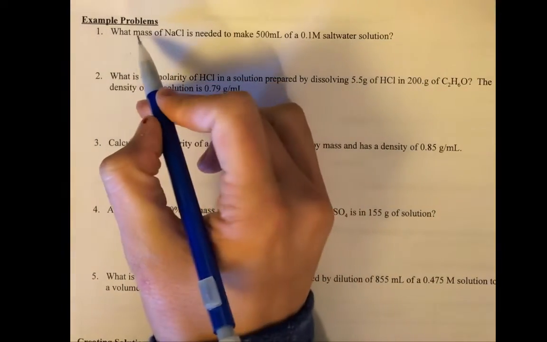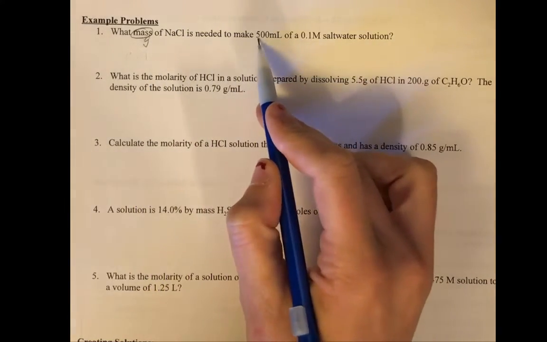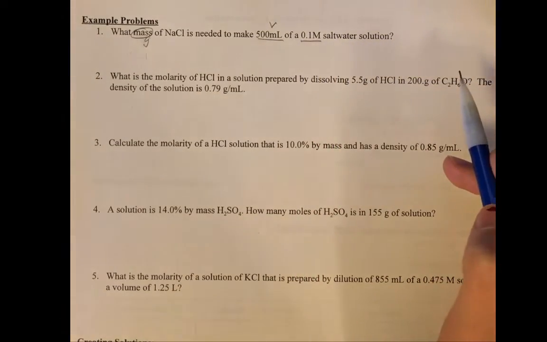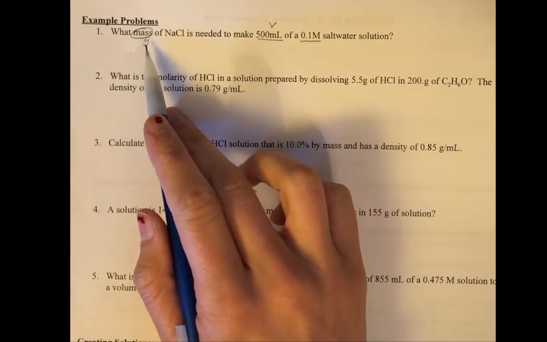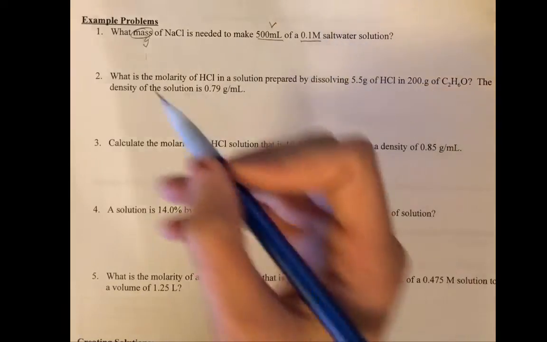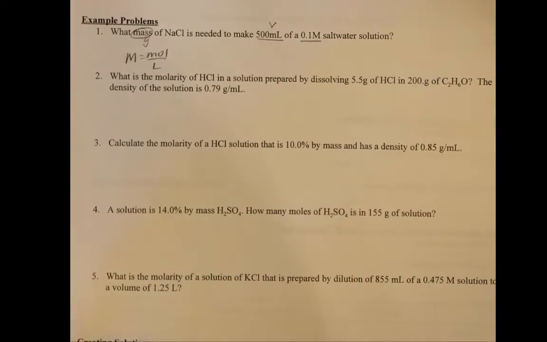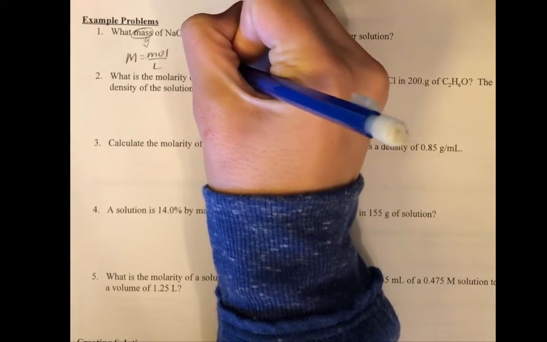Question 1 says, what mass, so mass is grams, of NaCl is needed to make 500 milliliters, that's a volume, of 0.1 molar saltwater solution? In this problem, I'm given molarity, I'm given volume, and it's asking me to find mass. Since I have molarity, I'm going to write my equation for molarity: molarity equals moles over liters. If I'm given molarity, I can also find either moles or liters depending on what I'm given. So I'm going to plug in what I know. For molarity, I have 0.1 molar.